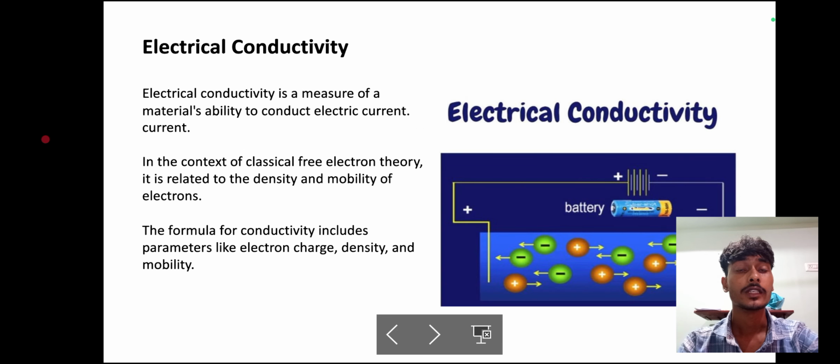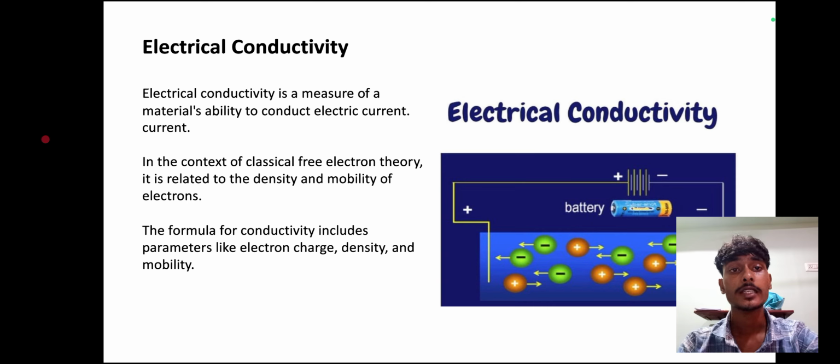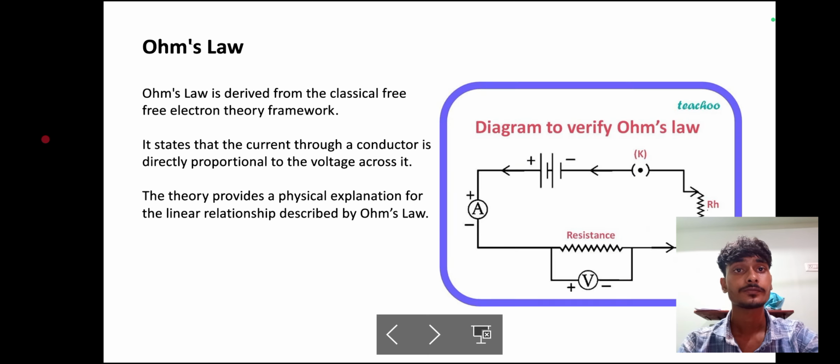Electrical conductivity. Electrical conductivity is a measure of a material's ability to conduct electrical current. In the context of classical free electron theory, it is related to the density and mobility of electrons. The formula for conductivity includes parameters like electron charge, density and mobility.